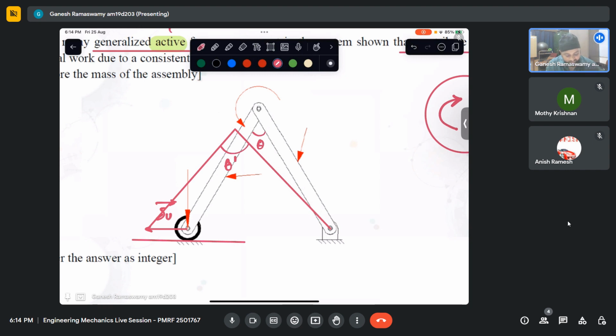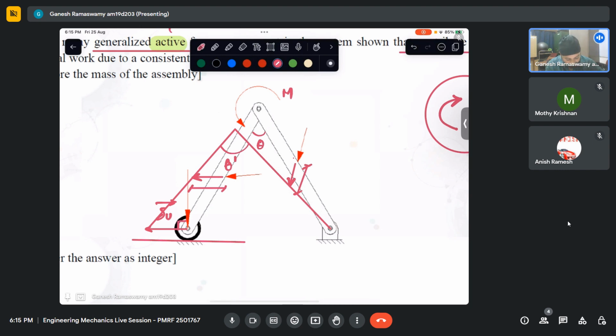So in such a case, as this force is applied here, this force has actually undergone this much virtual displacement. At the same time, this moment has undergone theta dash minus theta, virtual displacement. This force will be applied over here, so we can see that its virtual displacement is also non-zero.